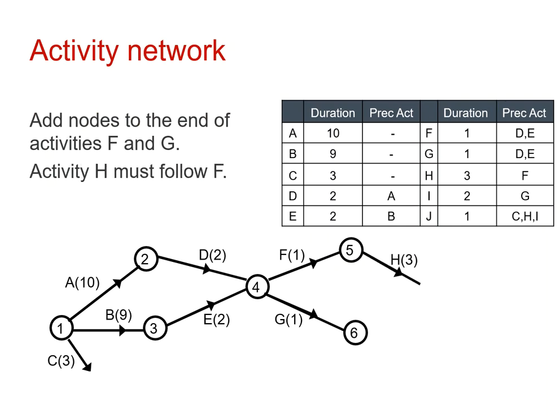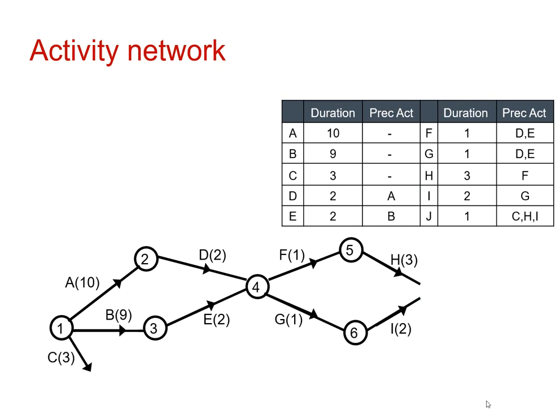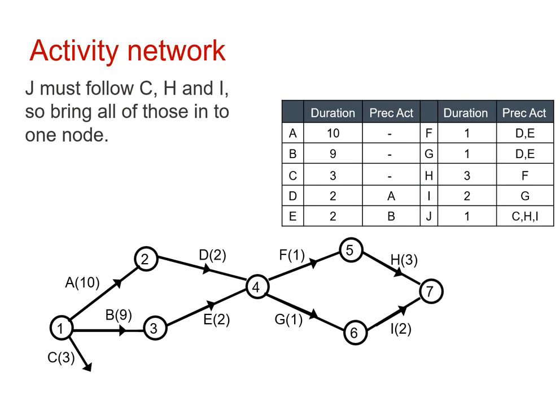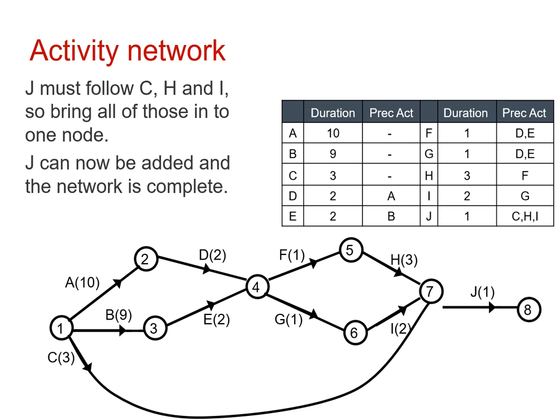H comes after F, and I comes after G, and then we have a final event which depends on H, I, and also this activity C there, so they must all come together at event 7 for this final activity J, which takes us to our sink event, which has been given the number 8. And that's it.